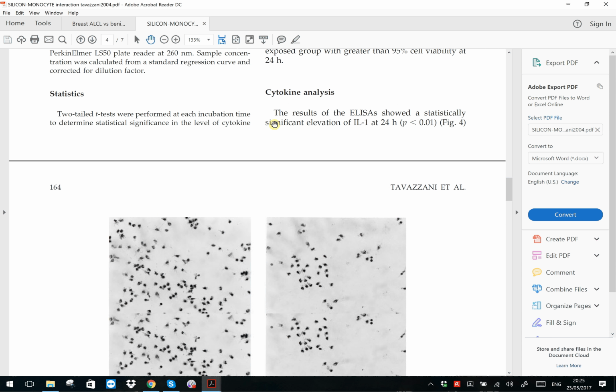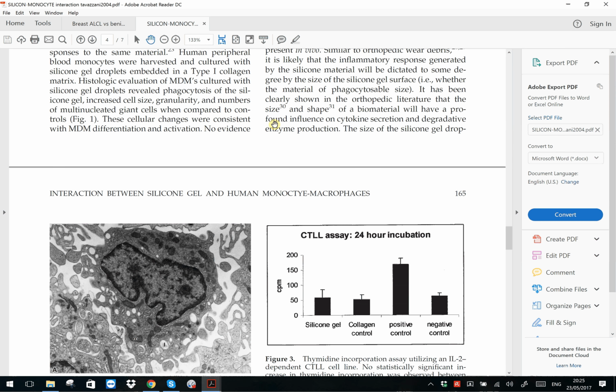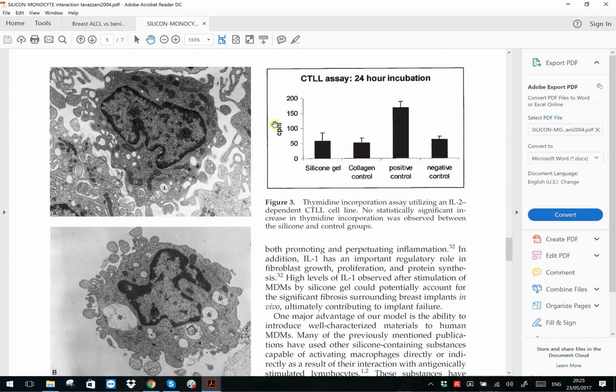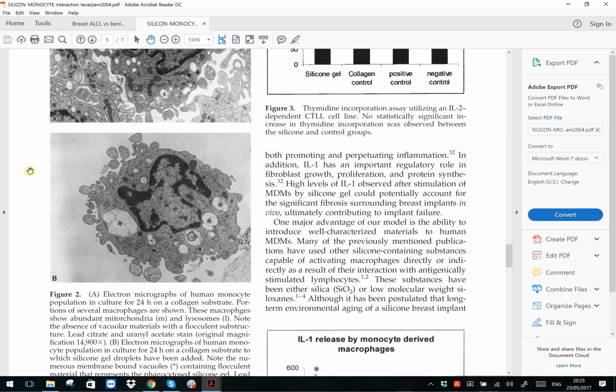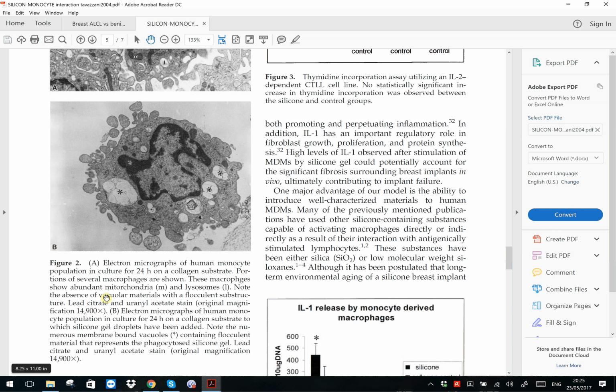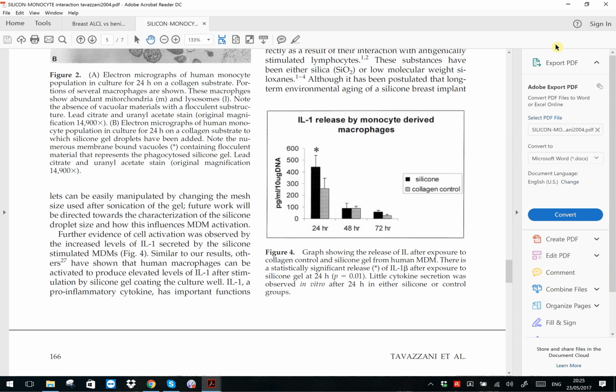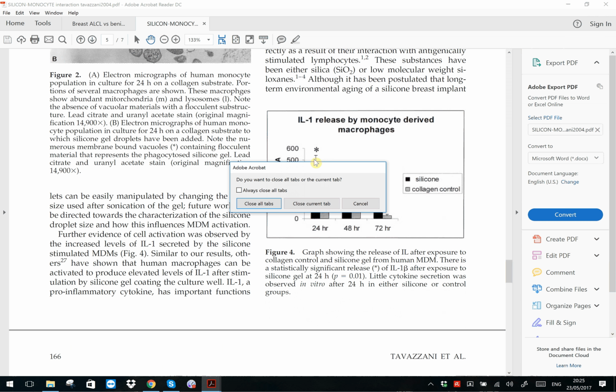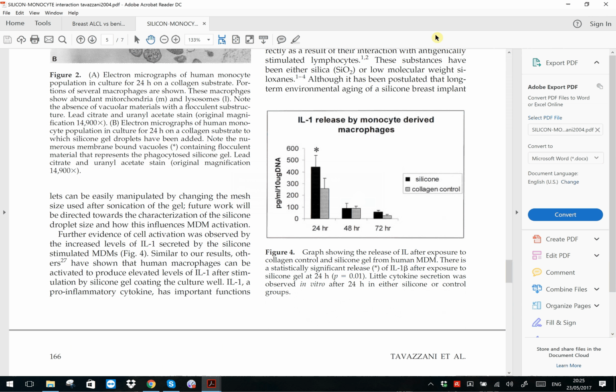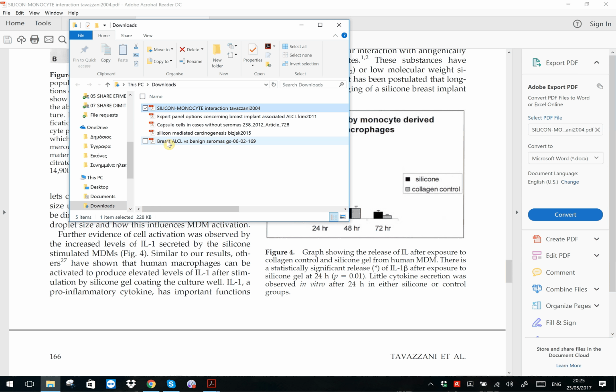And what about silicone phagocytosed by macrophages and the process of inflammation? And what is the relation of inflammation with neoplasia? Is there any process? So in this case, we have to discuss what are the steps leading to inflammation and leading to anaplastic large cell lymphoma.